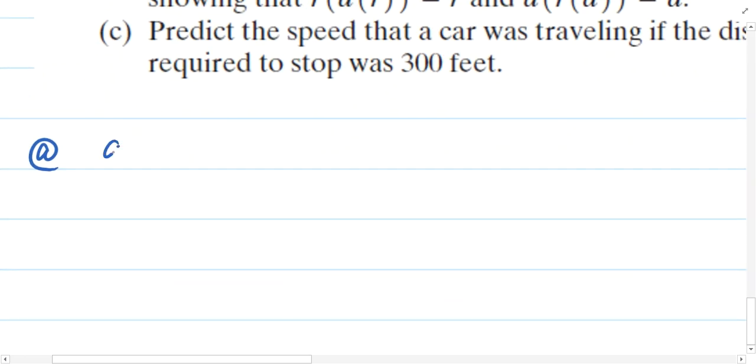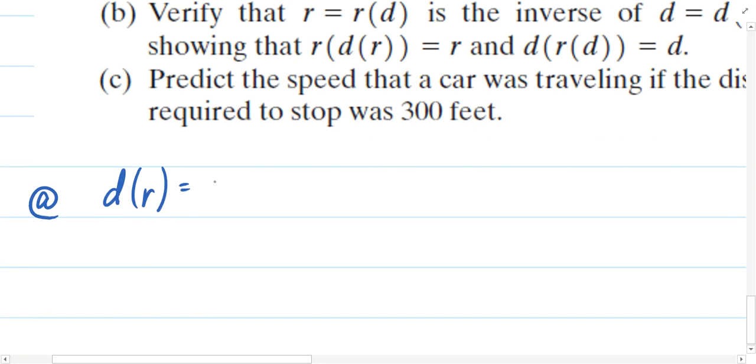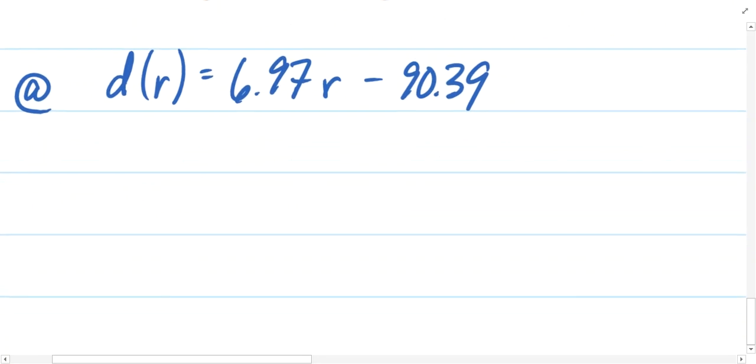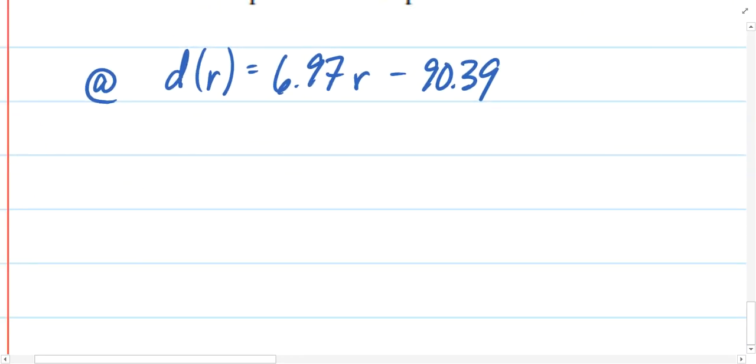Well, our original function was distance based on rate, and that was equal to 6.97r minus 90.39. Now, in a similar approach to what we've been seeing earlier this week in finding inverses, we might want to change the letters from function notation. We'll say that d is equal to 6.97r minus 90.39. And since we're going to go after an inverse, we need to switch r and d.